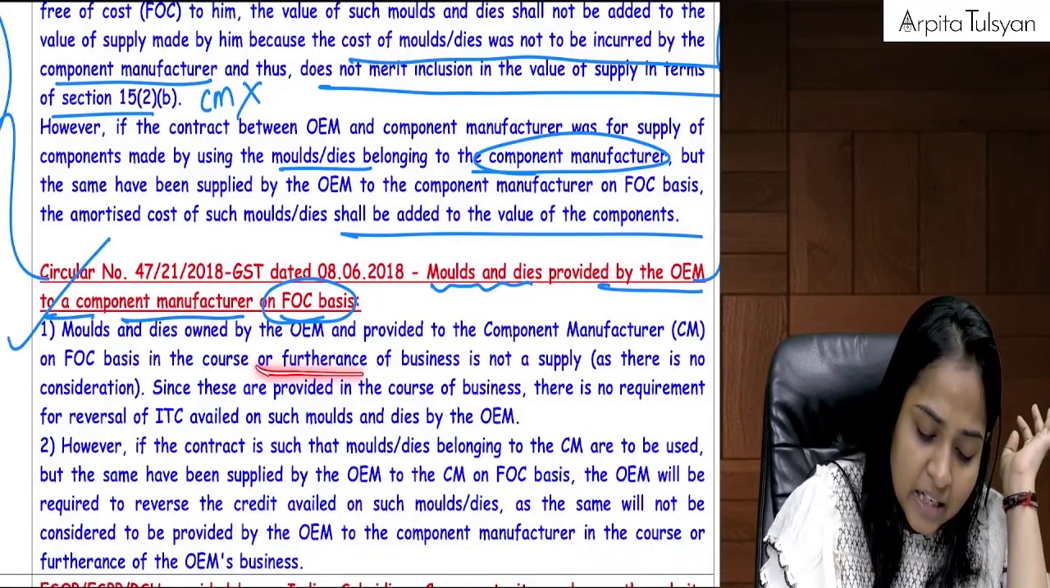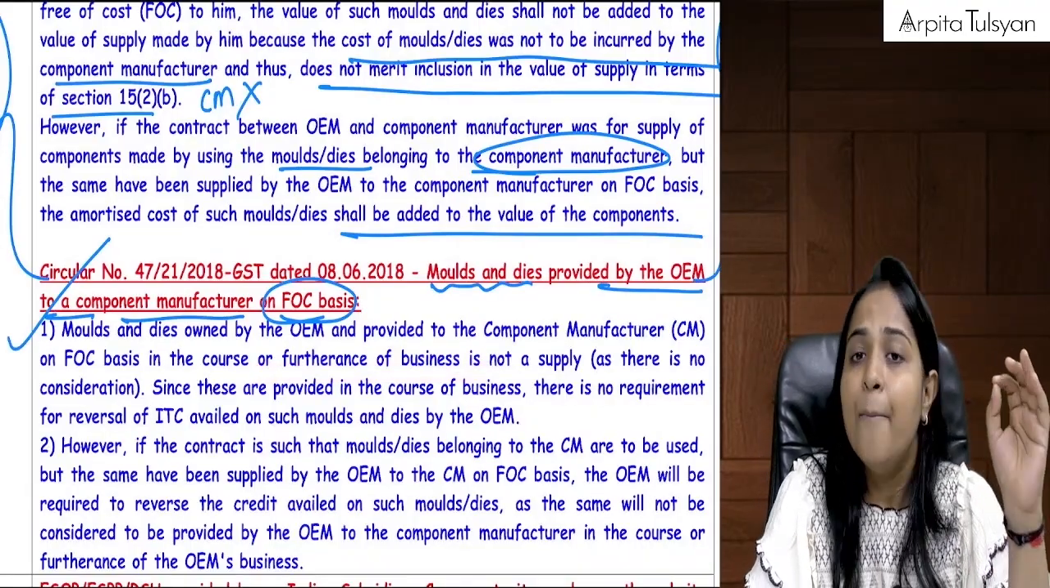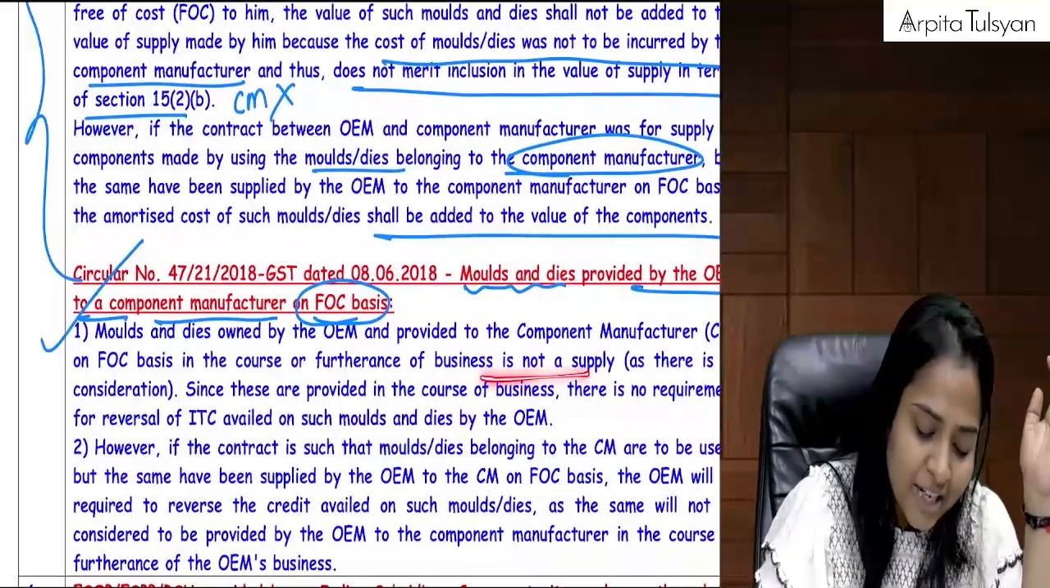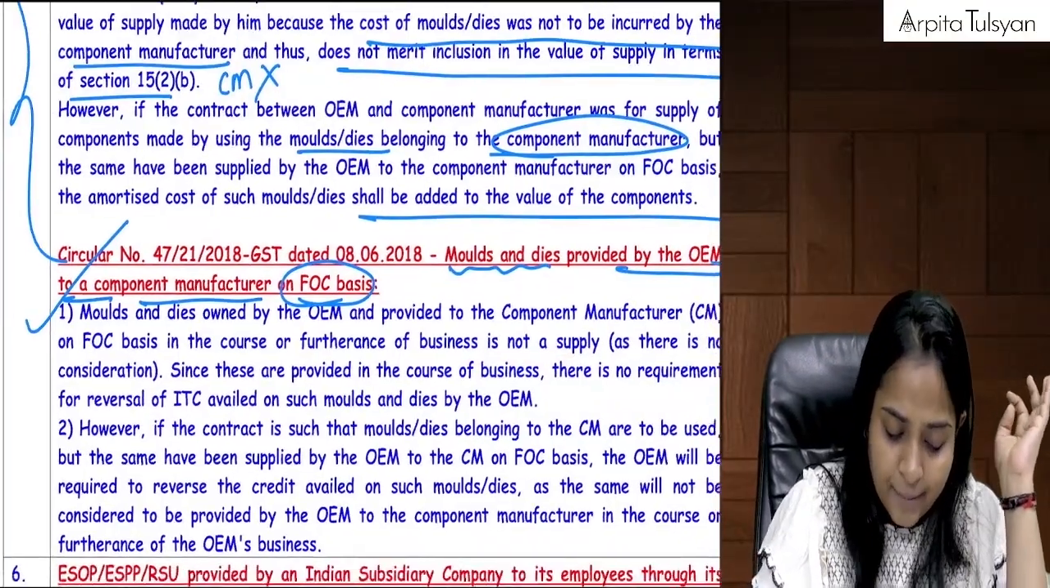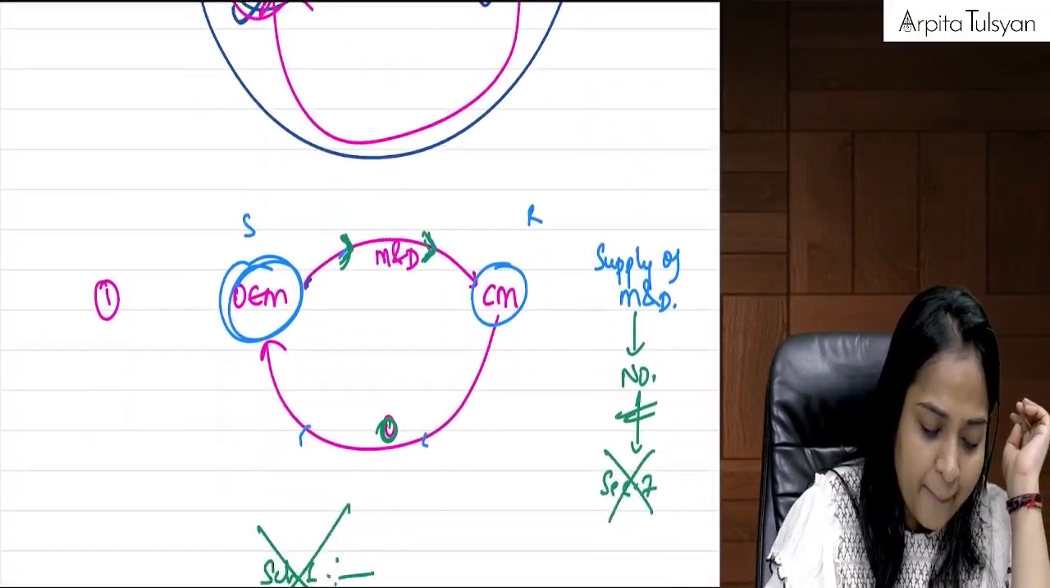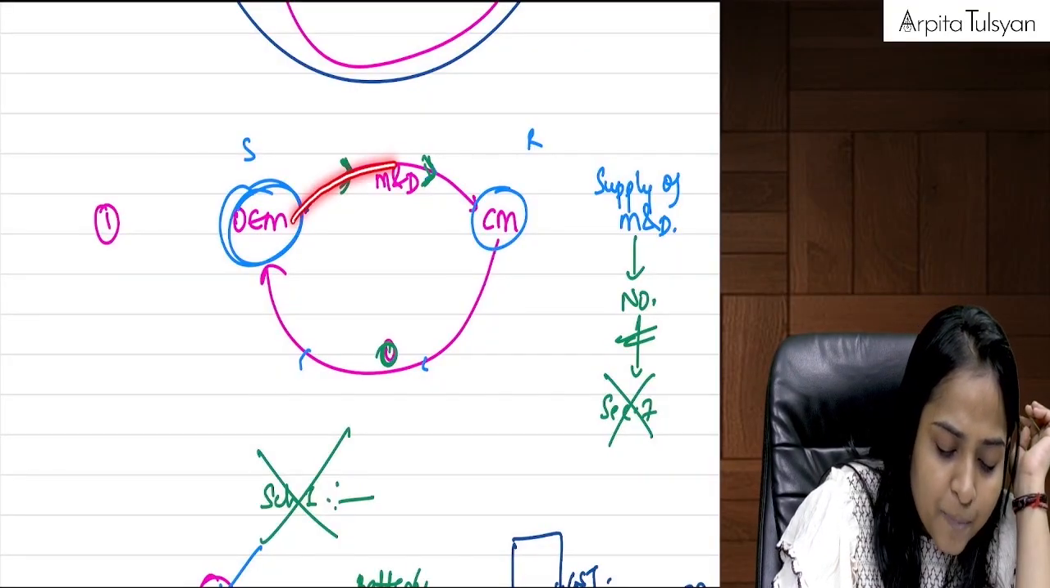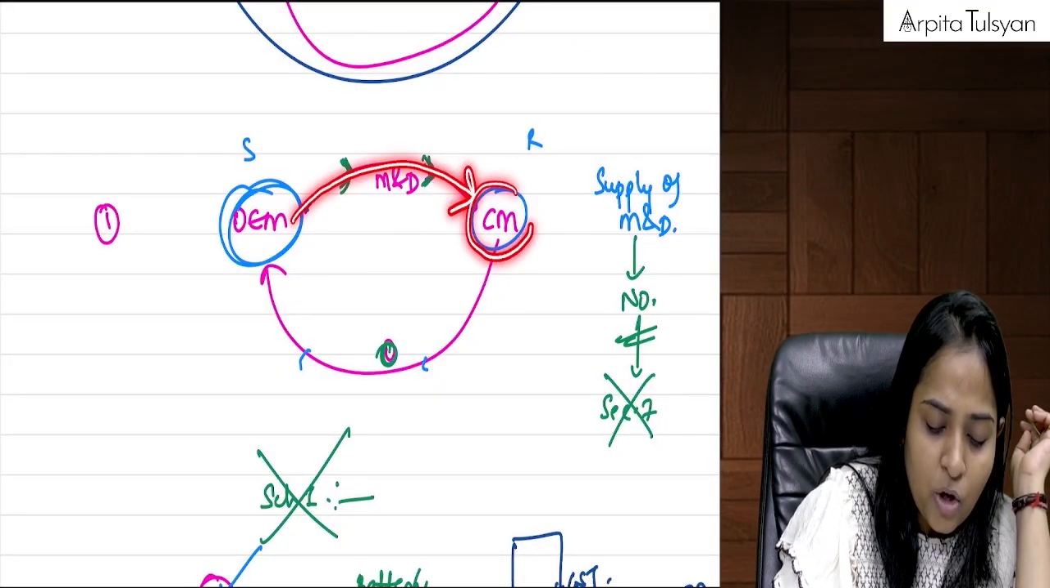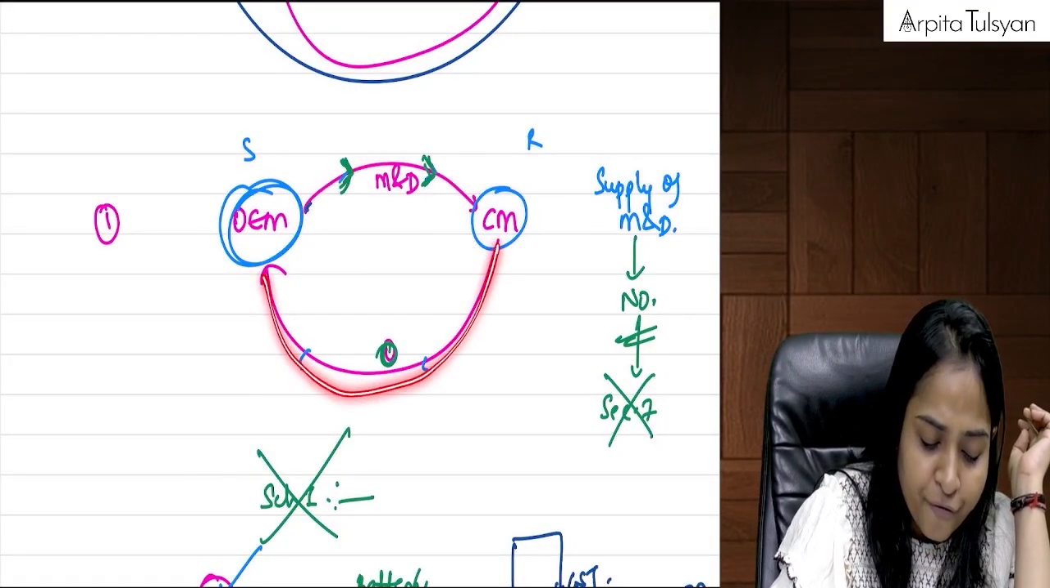This is done in the course or furtherance of business, and because it was done for zero consideration, it will not be considered as a supply. Now please try to understand from this diagram. The OEM has provided these molds and dies to the component manufacturer free of cost.